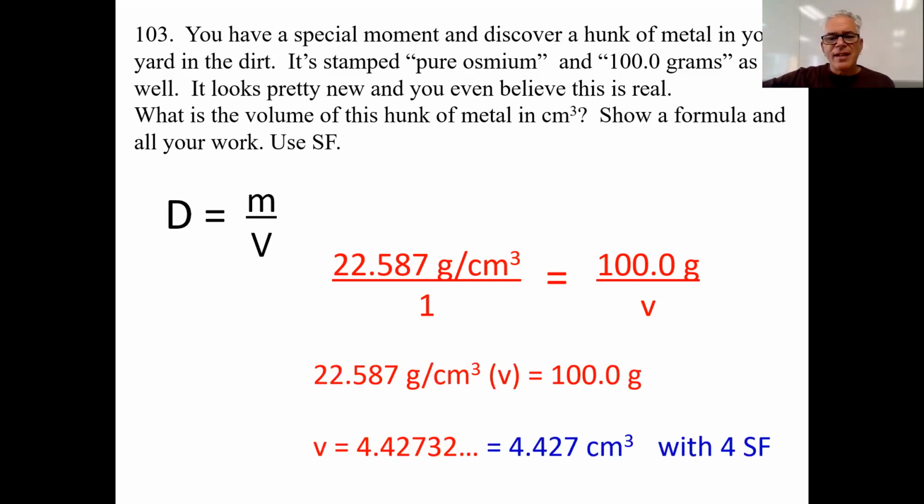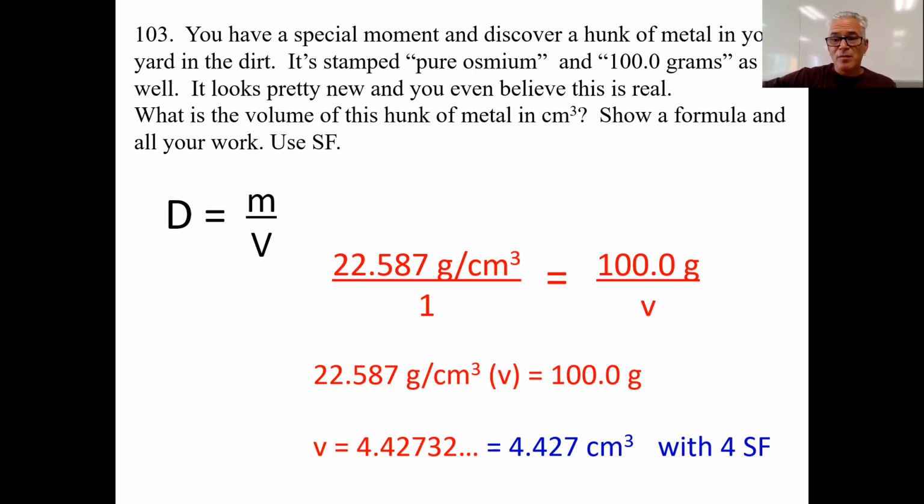So I get that, just like I said. Now, watch what happens when you divide both sides by the density. You have 100 grams divided by 22.587 grams per centimeter cubed. You have grams in the numerator, and in the denominator, it's grams per centimeter cubed. So the grams will cancel, numerator, denominator. The centimeters cubed on the right is in the denominator of the denominator, which means it pops into the numerator for the answer. And the answer's there in blue with 4 significant figures.